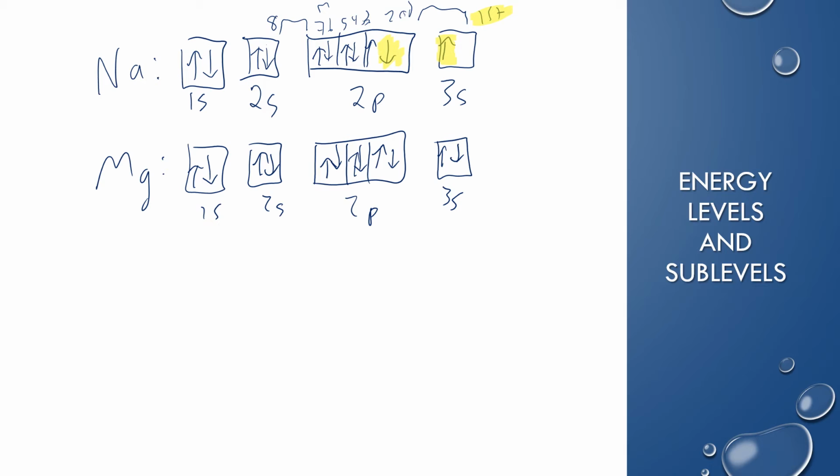And if you're looking at magnesium, this would be the first electron to be removed, second, and then third. So if you're looking at its ionization energies, first ionization energy, second ionization energy, third ionization energy, there's a very large gap between those two.